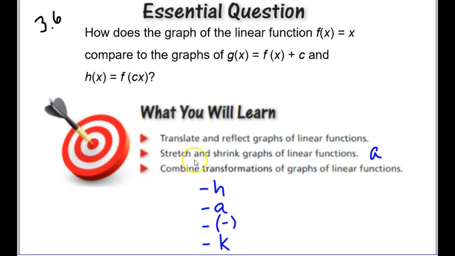So now that you've worked through these learning targets, why don't you go ahead and practice on your homework.